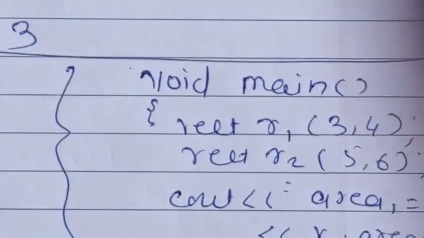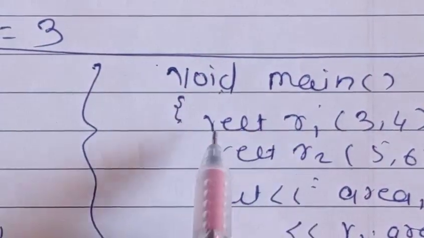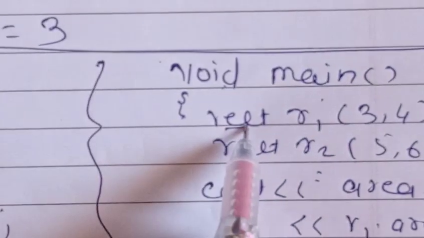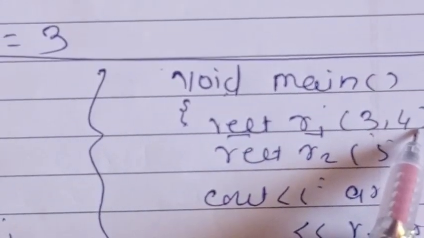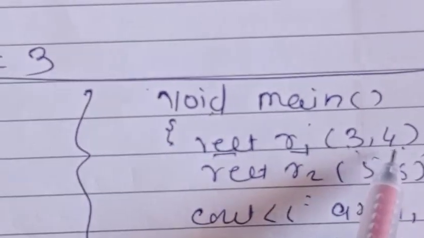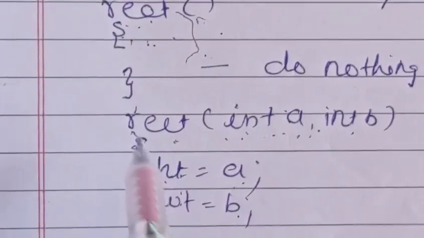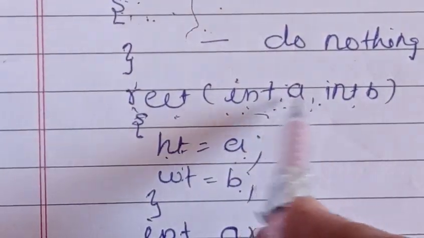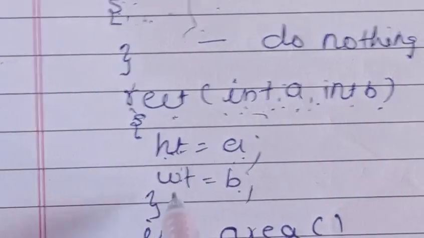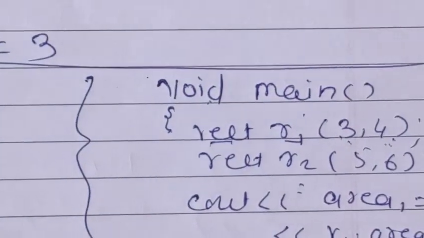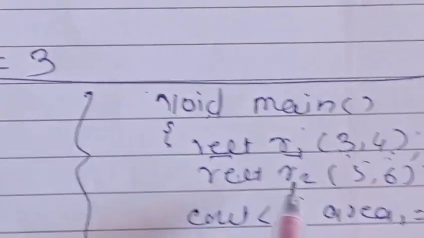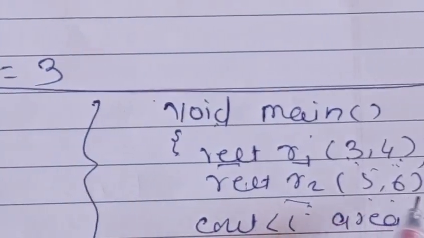Now we will be creating the object. Here void main, and rect is the class name, r1 is the object 1, and we are passing arguments 3 and 4. So which constructor will be called here? This constructor, the parameterized constructor. So we are passing 3 and 4, so height will be 3 and width will be 4 for this rectangle, and you can create as many objects as you want. Next we are creating one more object, r2, and we are passing 5 and 6 to that.